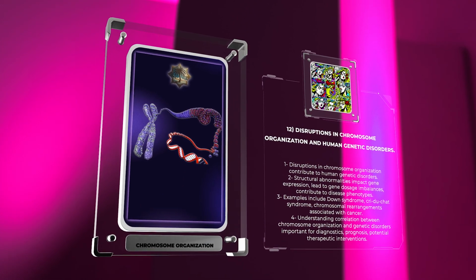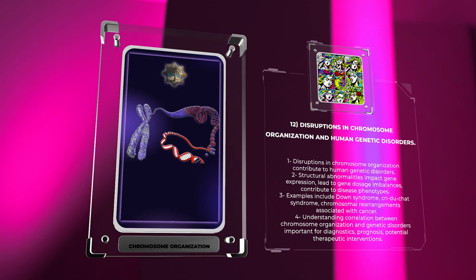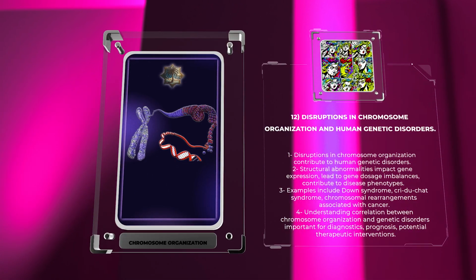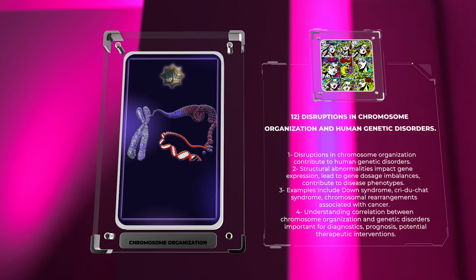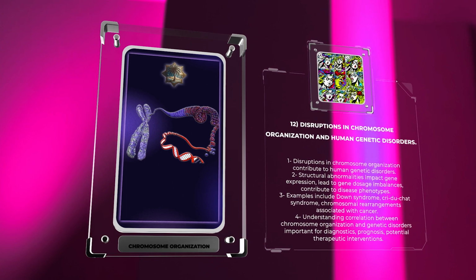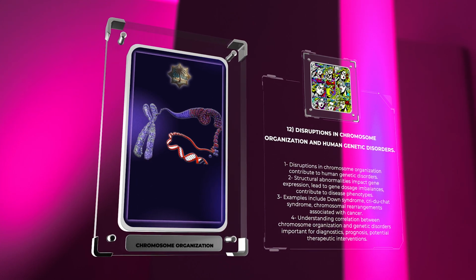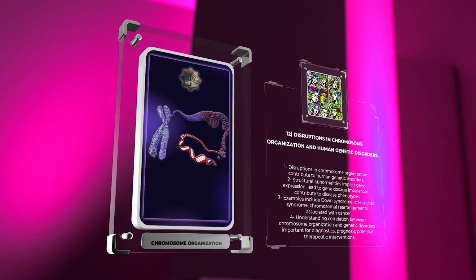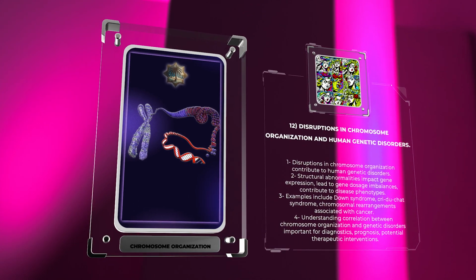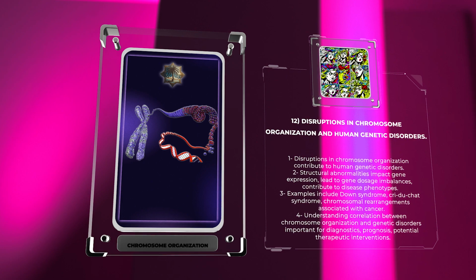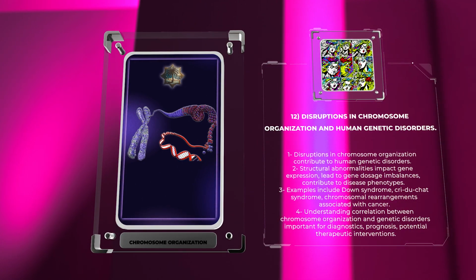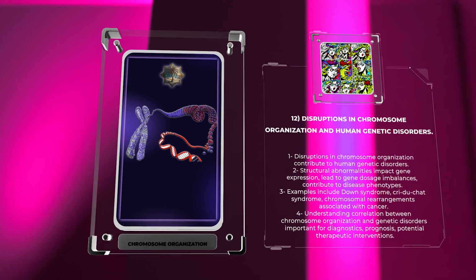Structural abnormalities, such as chromosomal rearrangements, translocations, and copy number variations, can impact gene expression, lead to gene dosage imbalances, and contribute to disease phenotypes. Examples of genetic disorders caused by alterations in chromosome organization include Down syndrome, Cri-du-chat syndrome, and various chromosomal rearrangements associated with cancer. Understanding the correlation between chromosome organization and genetic disorders is pivotal for diagnostics, prognosis, and potential therapeutic interventions.